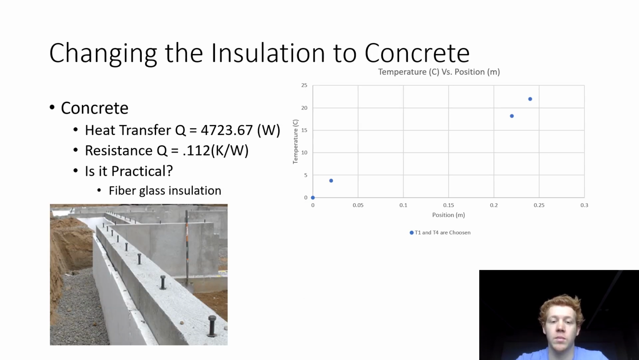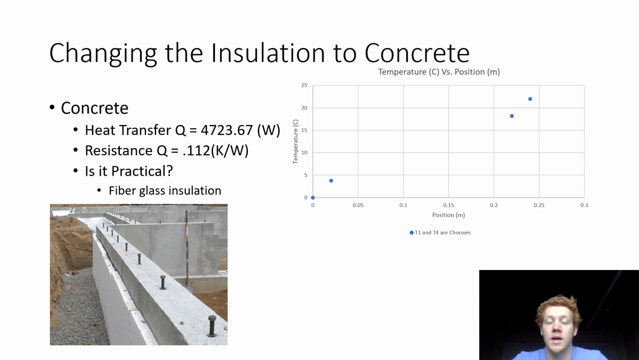This is where I explored the insulation. I changed the insulation to concrete. Some schools are made of concrete or they have bricks. For the concrete, I got a super high heat transfer of 4,723 watts and a resistance of 0.112. Seeing this result, you have to think this is not very practical and it should not be used. I also plotted temperature versus position. You can see that this varies from the original problem.